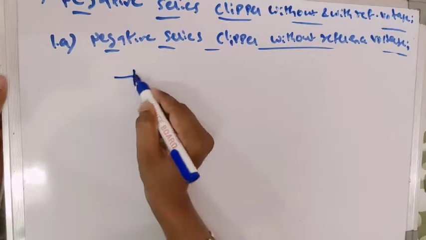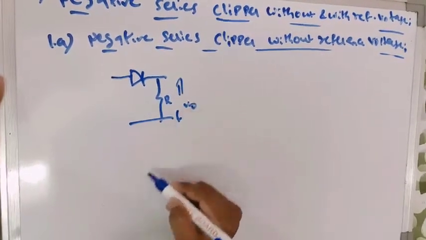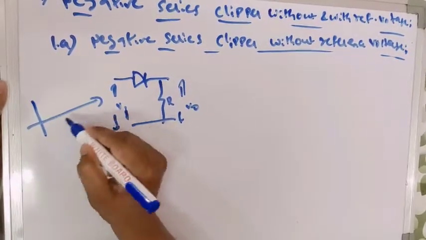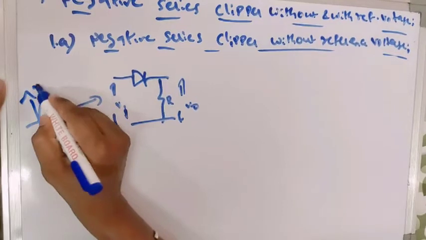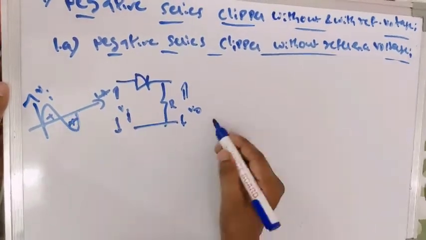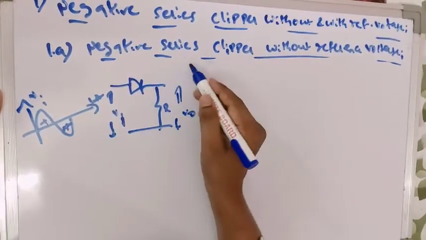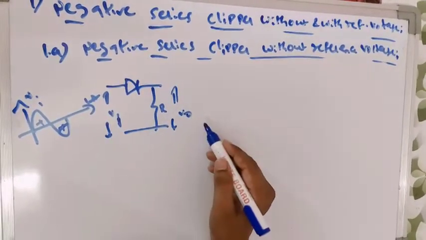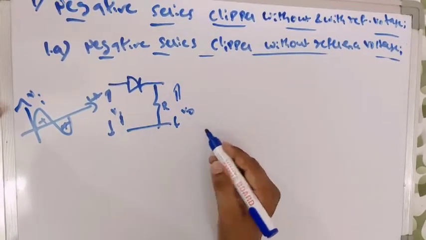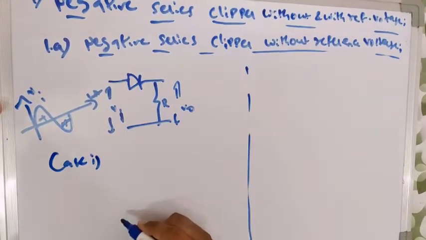Series means the diode is connected in series with the load resistor, and the output is taken across the resistor. The input is given to the diode. We are giving a sinusoidal signal as the input. What will be the corresponding output? A negative clipper removes the negative portion of a sinusoidal signal and allows only the positive portion. Now let us analyze the positive portion and the negative portion.